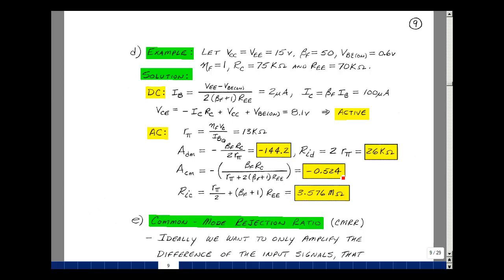It's actually a number less than 1 in magnitude. It's actually minus 0.524. Differential gain in magnitude is much bigger than the common mode gain. That's actually a good thing. We'll talk some more about that in the next topic.